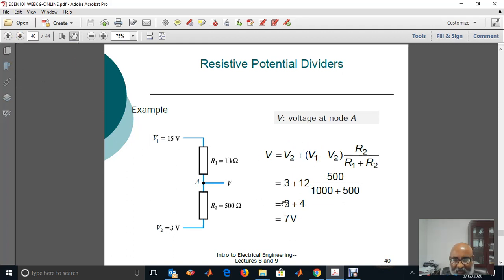And we have another example here. V2 is 3 volt. It's a matter of substitution now. And the voltage at point A is V2 again plus V1 minus V2 times R2 over R1 plus R2. Substitute the numbers and we have 7 volt here.